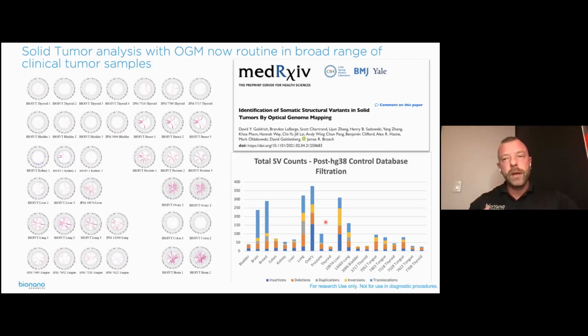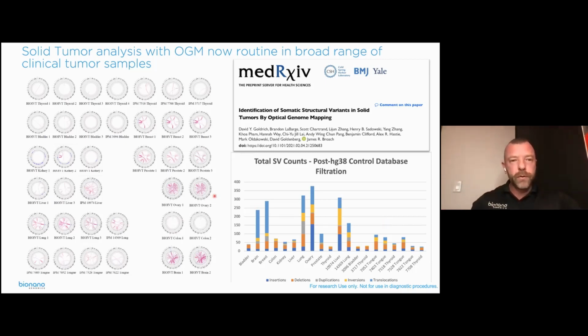And this study clearly showed that high quality structural variation data was collected very easily on this wide variety of tumors, from ovary, lung, liver, kidney, colon to breast and brain and bladder. And importantly, what they found is that using this control database that I've shown you earlier, you can simply get rid of the population variants and only show the somatic variants that are specific to that tumor very efficiently.